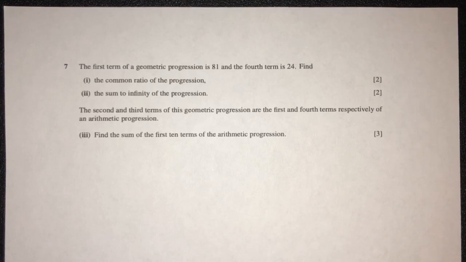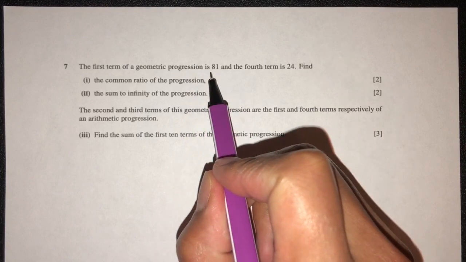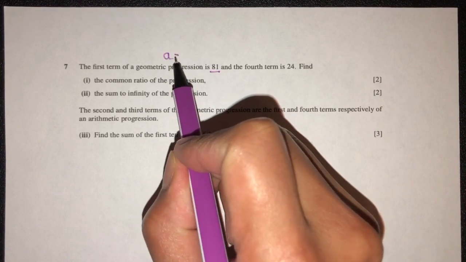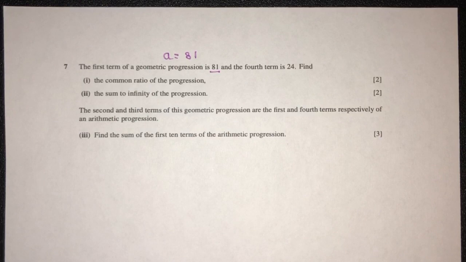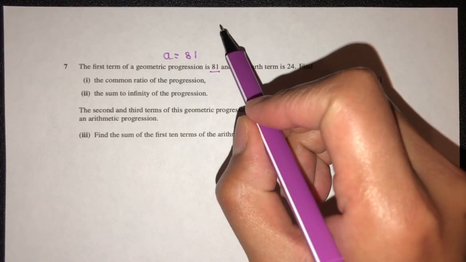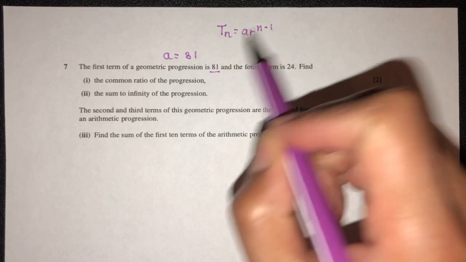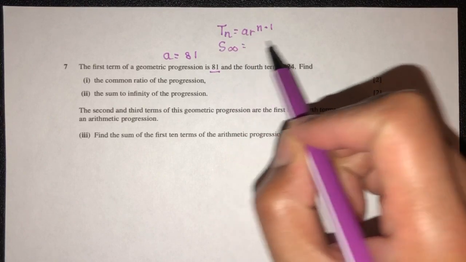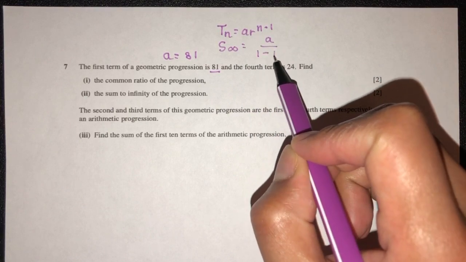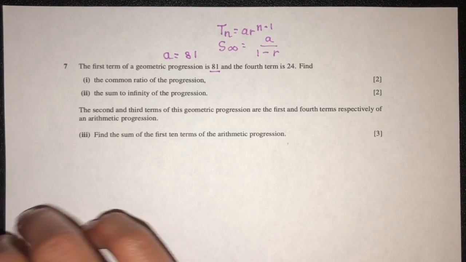So let's move on to the next question. The first term of a geometric progression is 81. As soon as we know the type of progression, I will always advise to write the formulas for this progression. For example, I know that the nth term will be ar^(n-1). The sum to infinity will be a over 1 minus r. Again, this is given to you on your list of formulas, so you don't need to memorize this by heart.